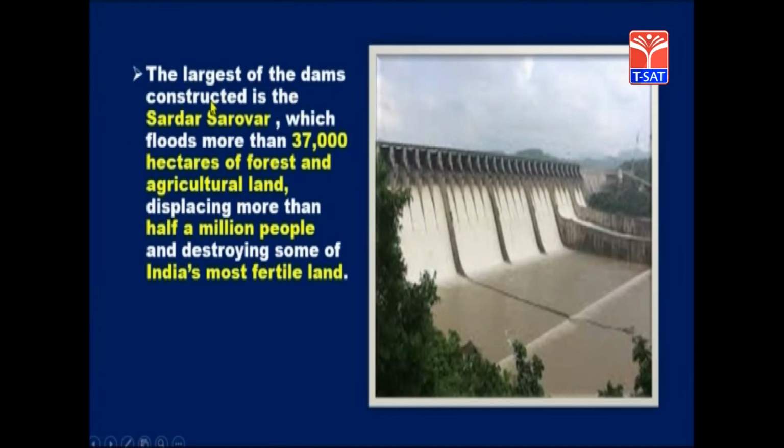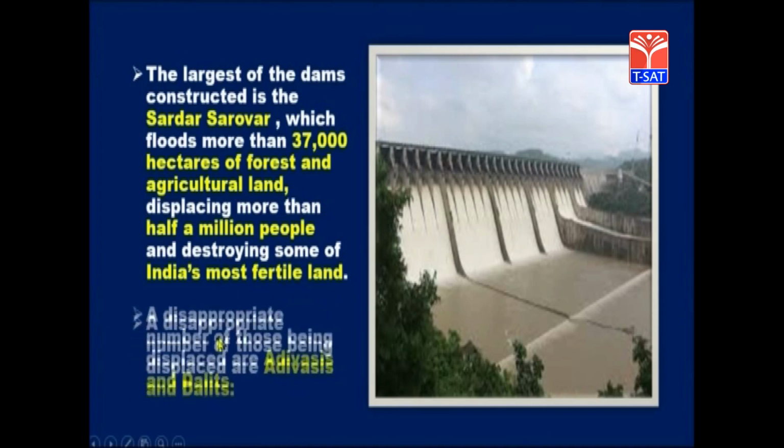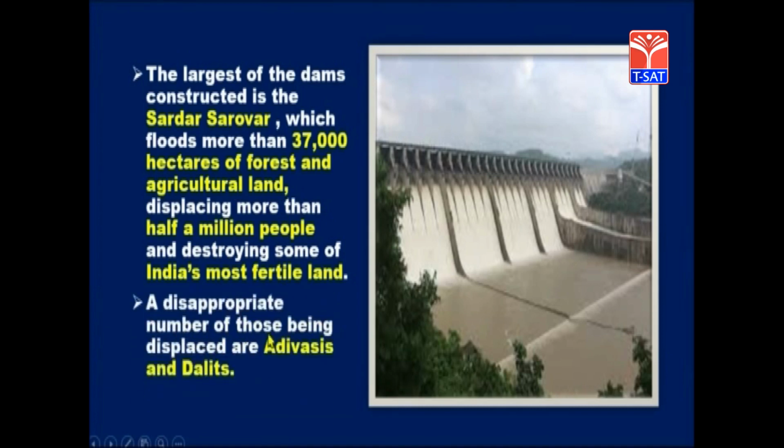Sardar Sarovar Dam. You can see the picture here. This is a dam constructed in Gujarat. As I told you, this is a gravity dam, that is, it is made using concrete and stones. The largest of the dams constructed is Sardar Sarovar, which floods more than 37,000 hectares of forest and agricultural land, displacing more than 500,000 people and destroying some of India's most fertile land. A disproportionate number of those being displaced are Adivasis and Dalits.